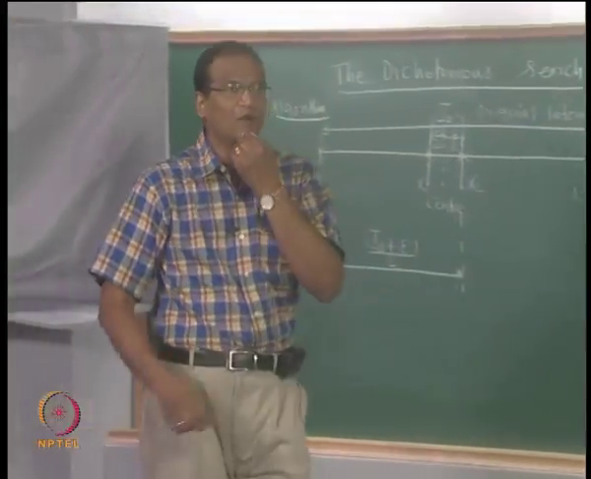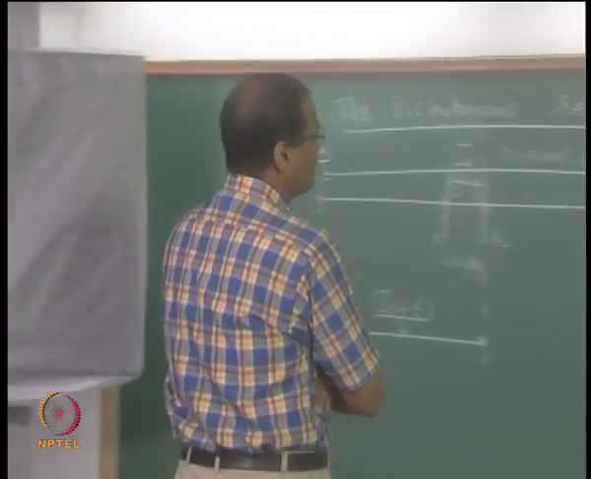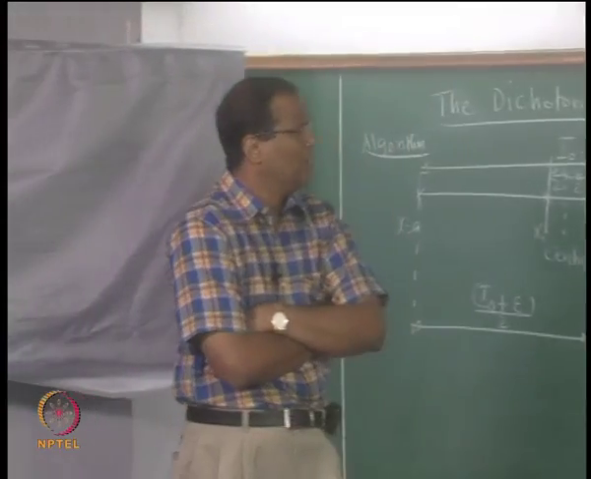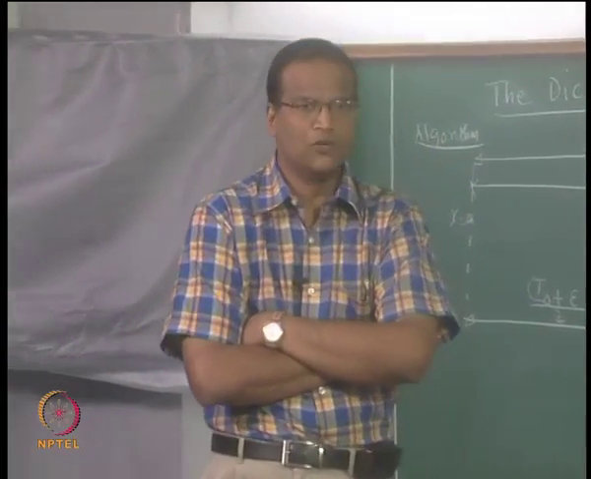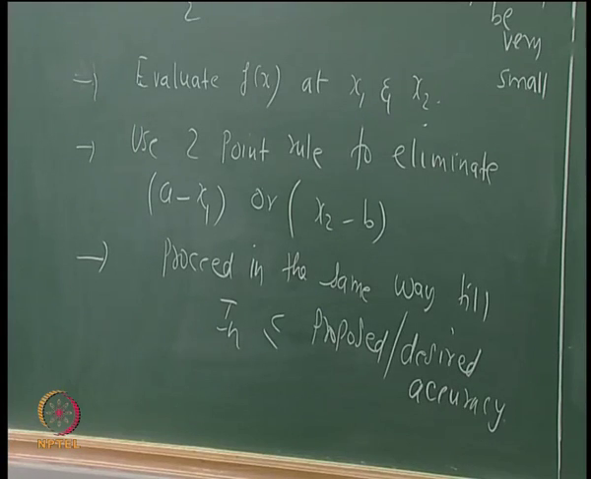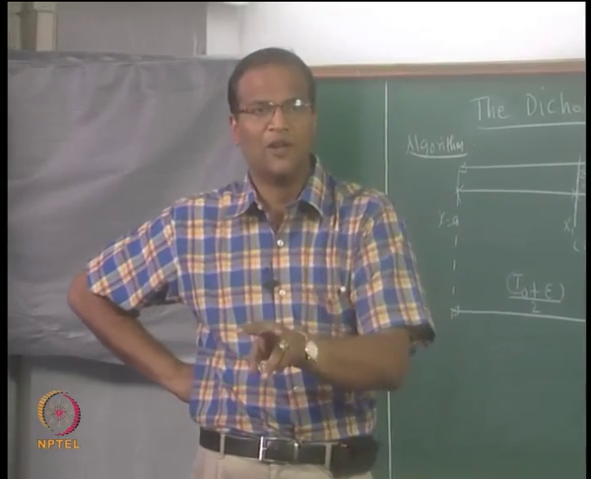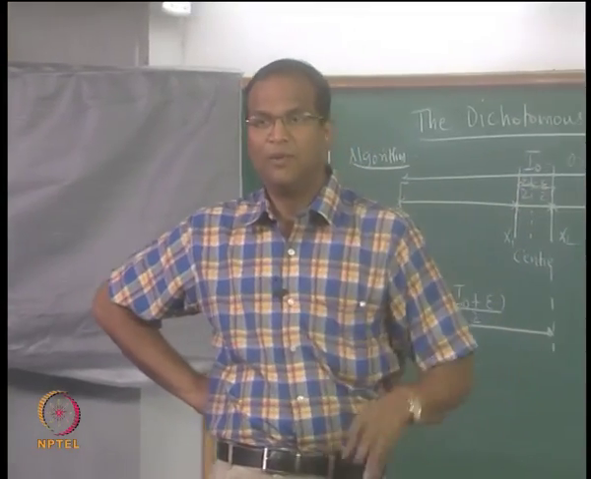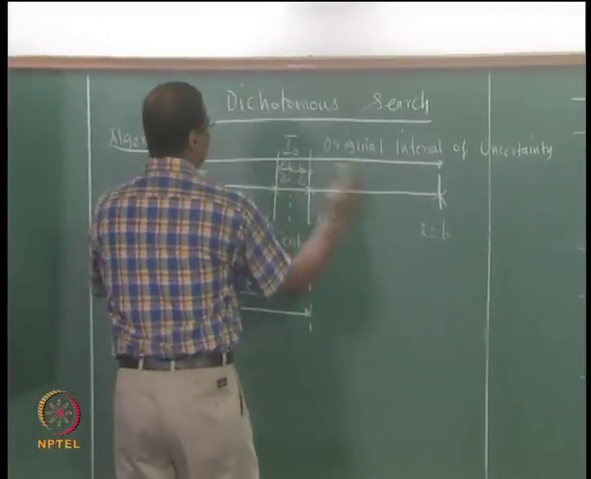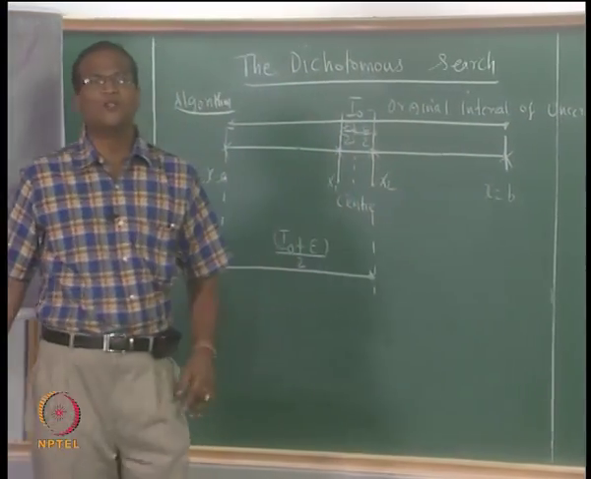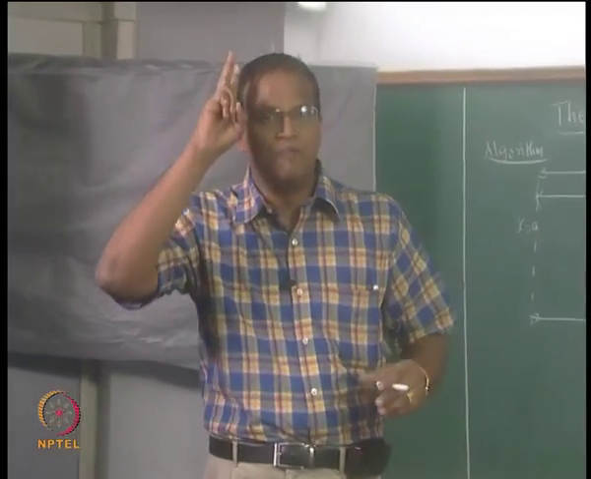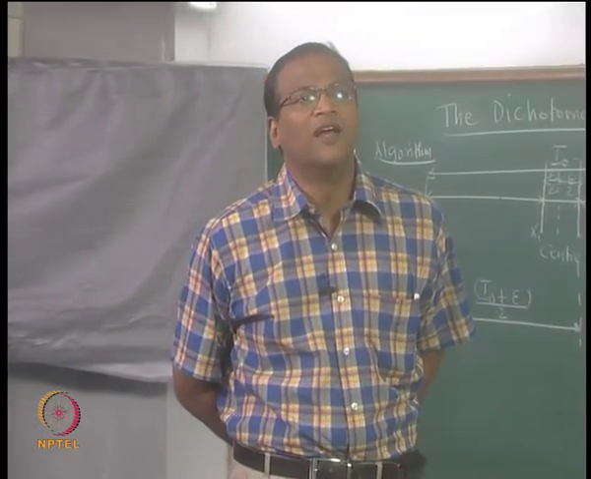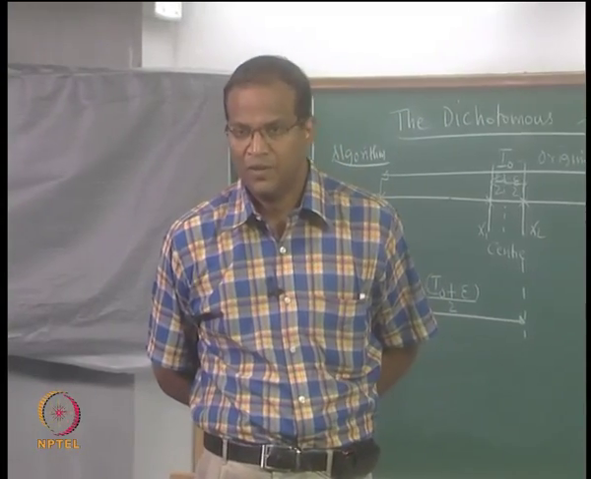Divide I naught into two parts. Around the center, choose 2 points x1, x2 at epsilon by 2 from the center. Epsilon should be very small. Evaluate f of x at x1 and x2. Use the 2-point rule to eliminate the region to the left of x1 or the region to the right of x2. Okay. Proceed in a similar way, that means whatever interval is remaining, take the center of that interval, and have 2 points epsilon by 2 from the center of the new interval. But each time you will get different points, right? If this is eliminated, here 2 points, from here 2 points and 2 points, and the points will never get repeated. You will have to compulsorily evaluate x1 and x2 every time you employ this procedure till your final desired accuracy is obtained.